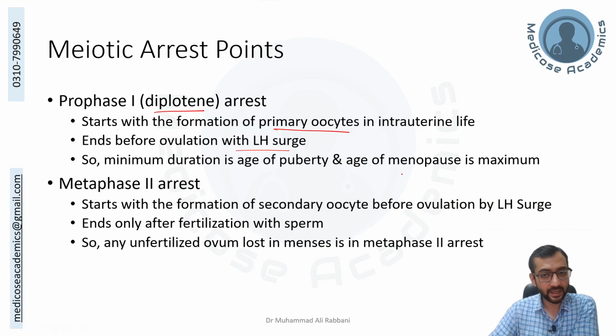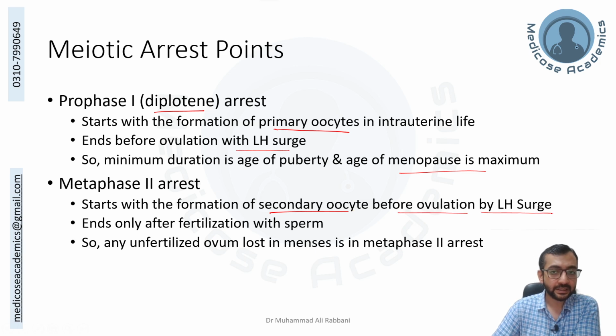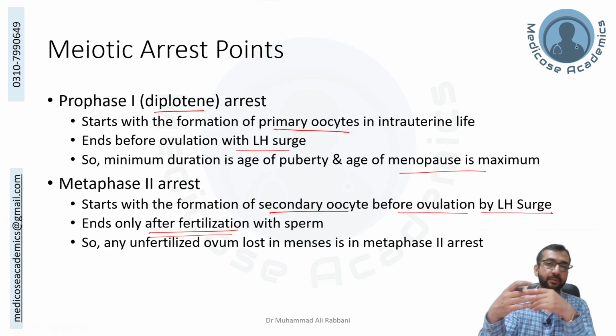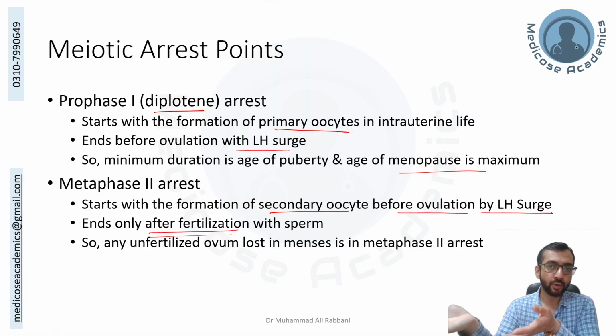Let's say a woman has menopause at 58 or 54 years of age. That prophase 1 diplotene meiotic arrest remained for that age. The metaphase 2 arrest starts with the formation of the secondary oocyte after the LH surge, before ovulation, and this remains there until after fertilization. Only when the sperm fuses does it go beyond that. For all the other females who are having regular cycles and not getting pregnant, the ovum released in their menses is in metaphase 2. So the unfertilized ovum is in metaphase 2 arrest.